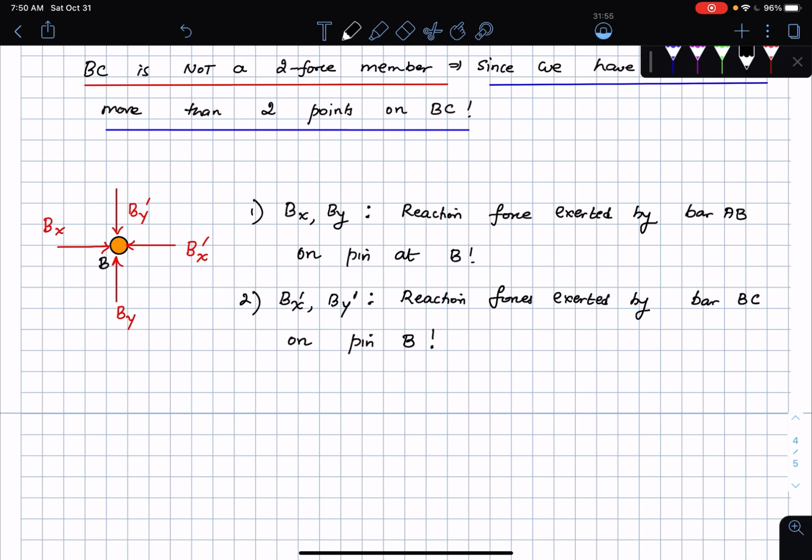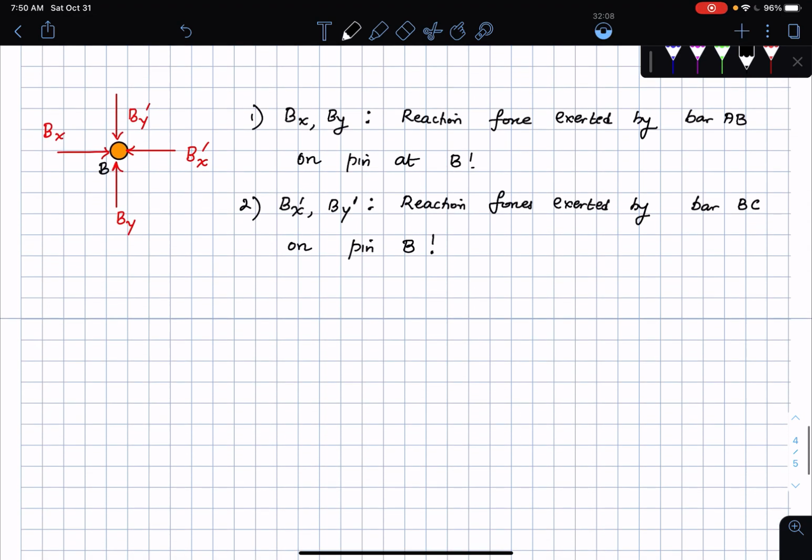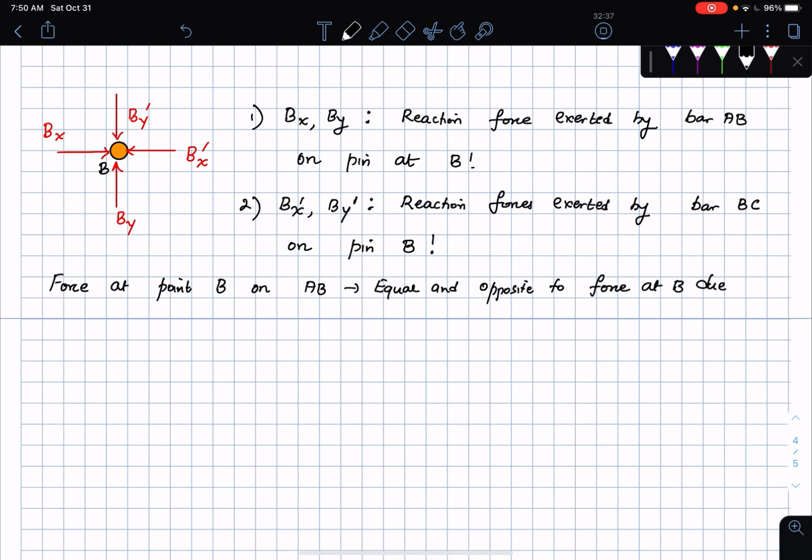So there are two sets of forces here, Bx prime and By prime, and Bx and By. Bx and By is a reaction force exerted by the bar AB on the pin at B. Bx prime, By prime is the reaction force exerted by the bar BC on the pin at B. Okay, and we also have to say that the force at point B on AB is equal and opposite to the force on the pin B due to AB. Okay, so that's something that you want to make a note of. So the force at point B on AB is equal and opposite to the force at B due to AB, and vice versa for the other one as well.